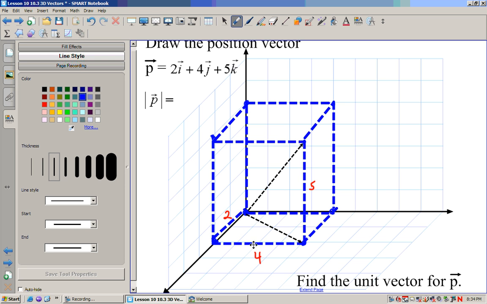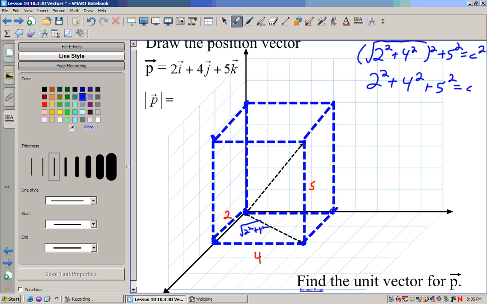We'll have 2 squared plus 4 squared, and then we'll square root that. So I'll just call that the square root of 2 squared plus 4 squared. That's going to be this distance here. Now, that sets up a right triangle where I have this and this side. So this would be 2 squared plus 4 squared square root. And then that thing squared plus 5 squared will now be c squared. So if I square a square root, that would just get rid of that. So I have 2 squared plus 4 squared plus 5 squared. It's going to be c squared.